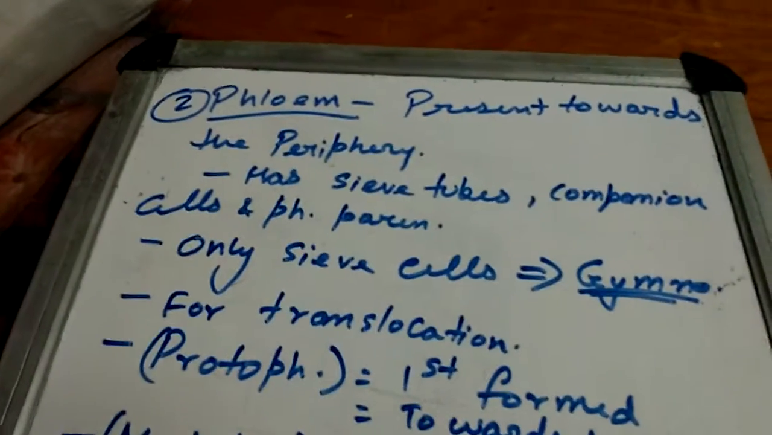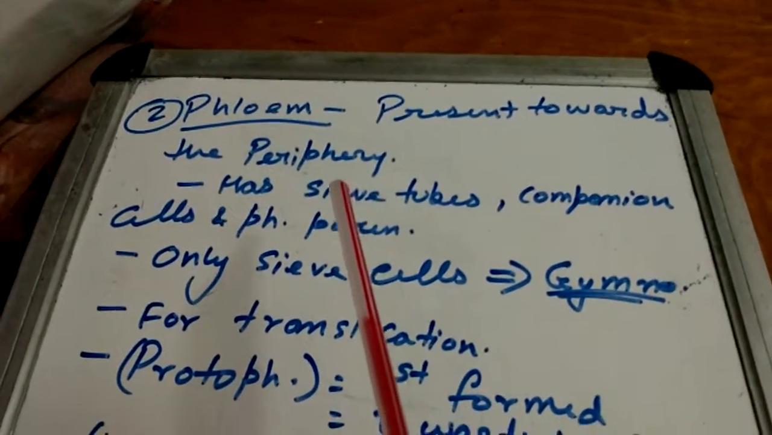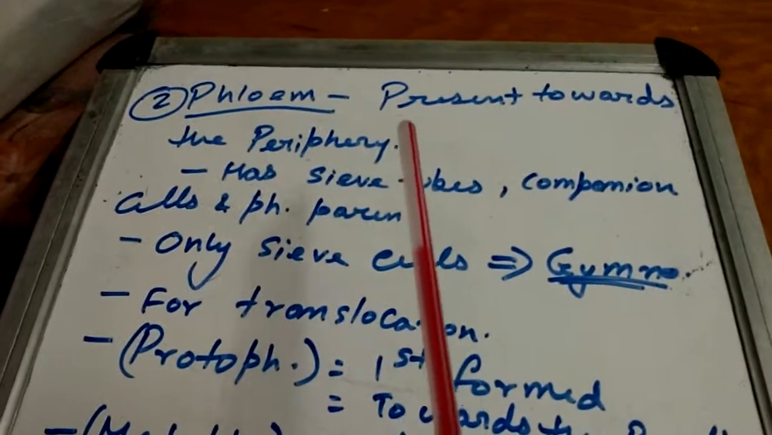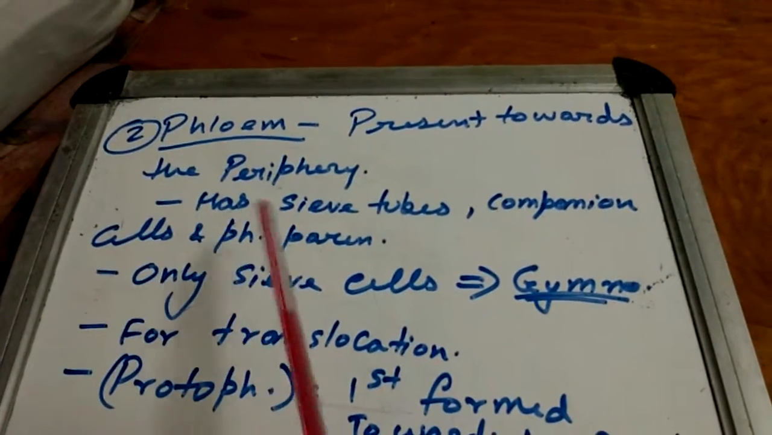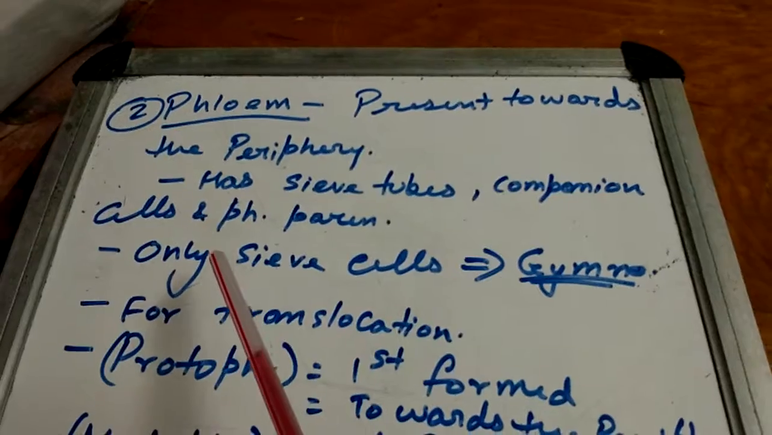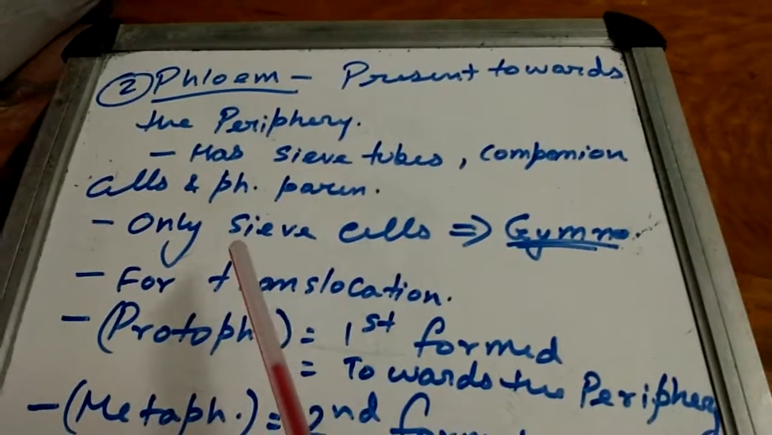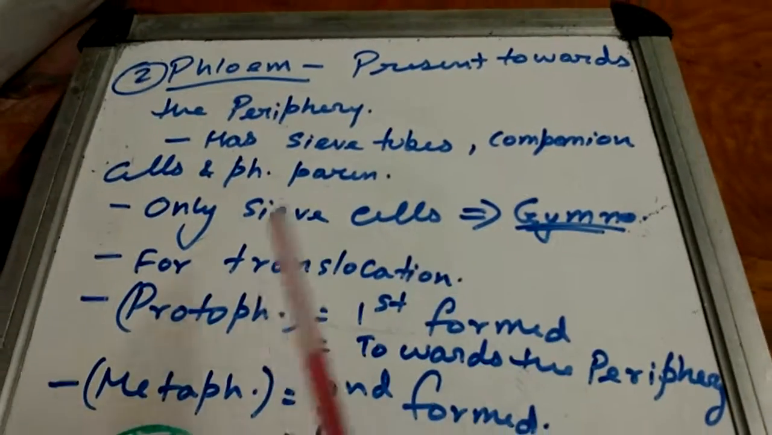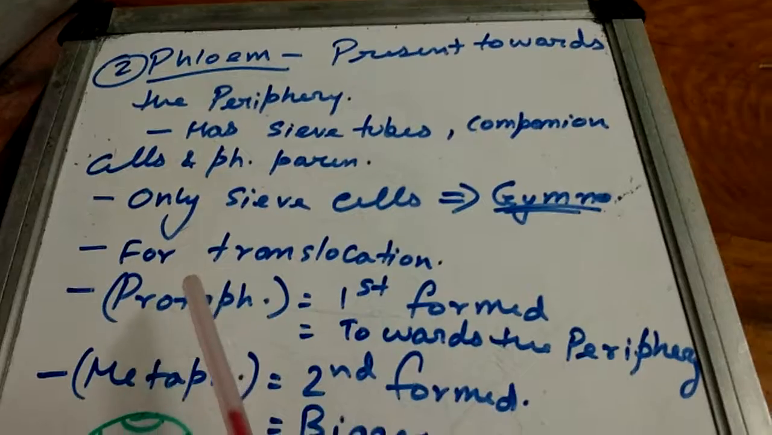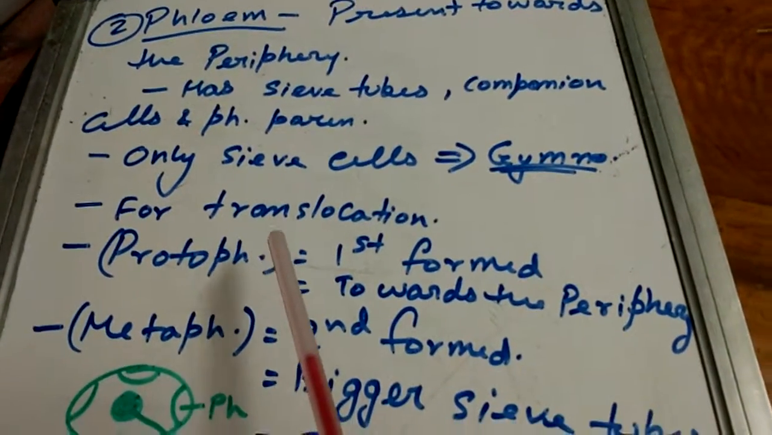Now here comes the second constituent of vascular bundle. It is phloem. It is present towards the periphery. It has sieve tubes, companion cells, and phloem parenchyma. But in gymnosperms, only sieve cells or sieve tubes are present. The rest are absent. Phloem is needed for translocation, that is, transport of food materials.